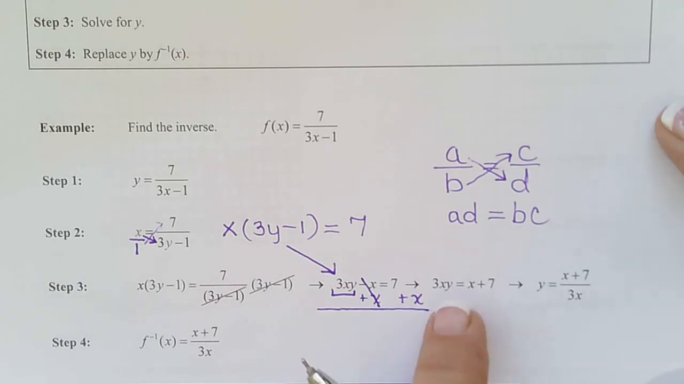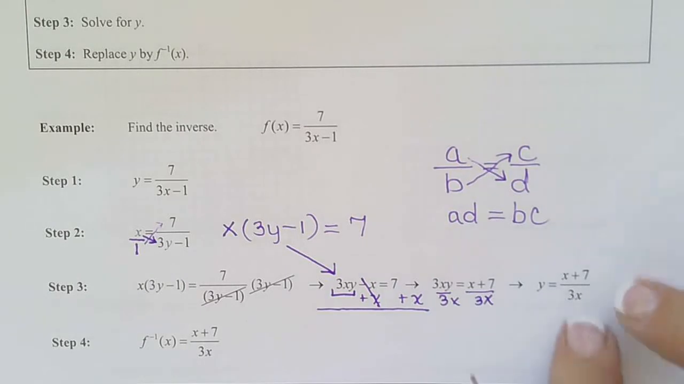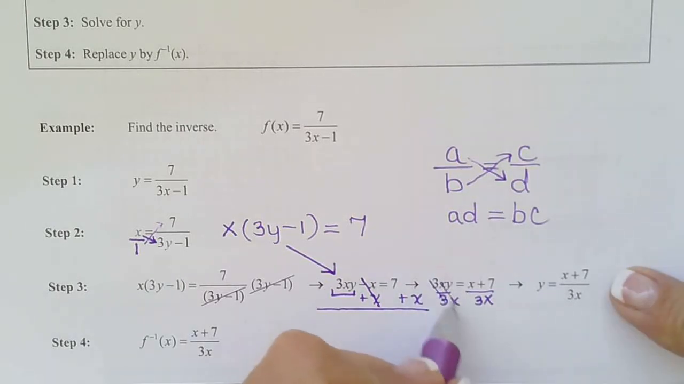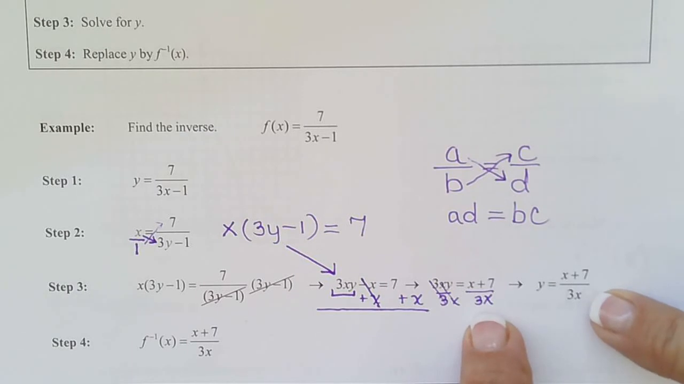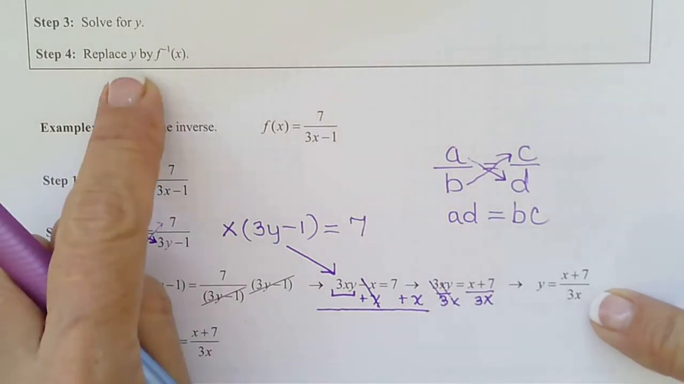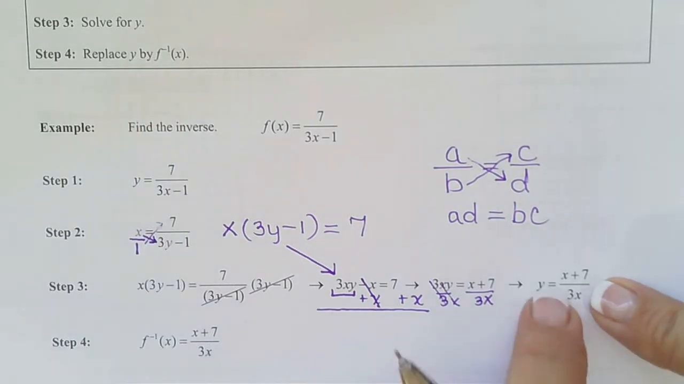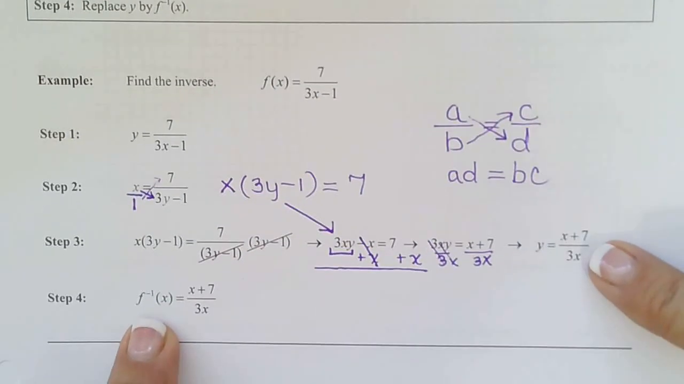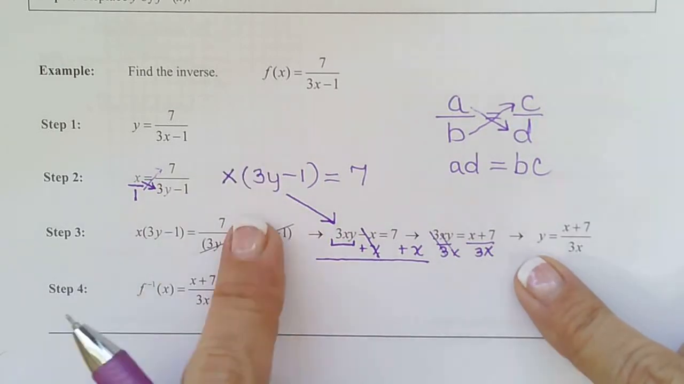And then to get y alone, we have to do the opposite. So this is 3x times y. So we divide both sides by 3x. And 3 cancels, x cancels, so we get y equals x plus 7 over 3x. And then the last step is to show the reader that you found the inverse. So replace that y with f inverse of x. So a little teeny bit of algebra.